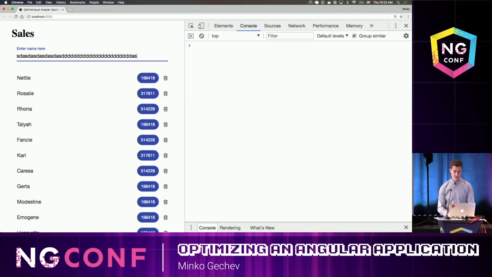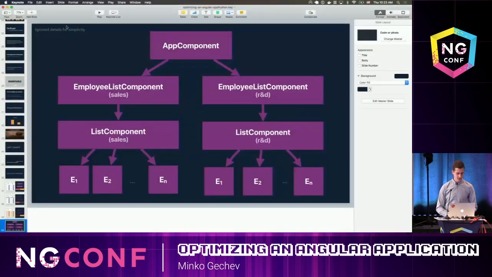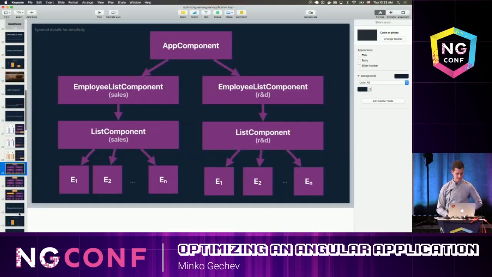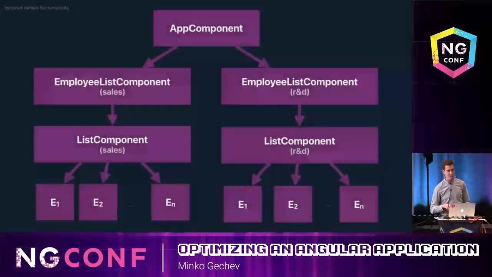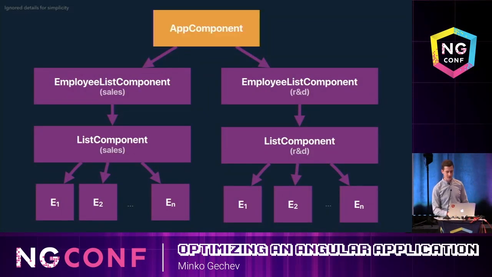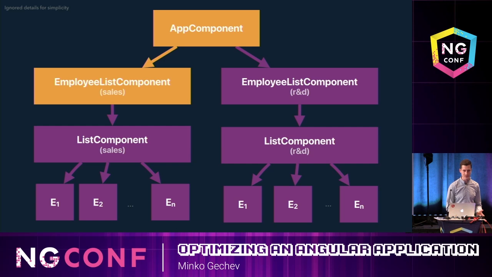Yeah, it's so much faster, right? So in fact, that's how much faster it is. And here is what is going on. Every time we start typing something, we're triggering the change detection in the app component. After that, we're going to the employee list component, and everything stops here. This happens because the name input component is inside of the employee list component, so we're triggering the change detection in the employee list component as well.